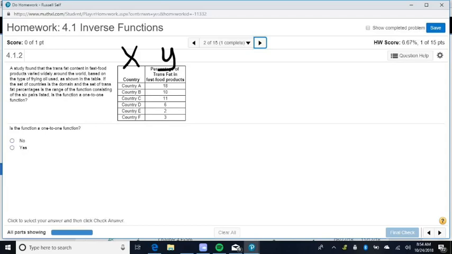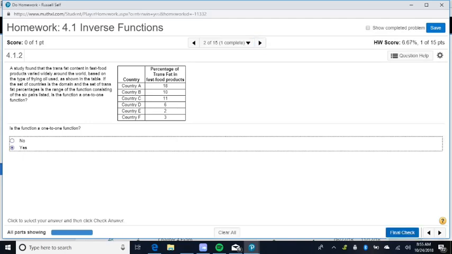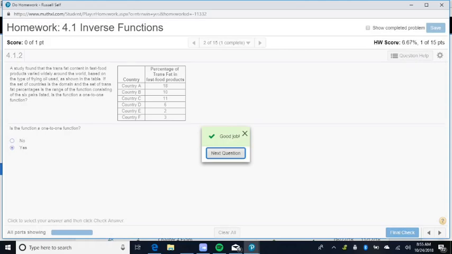Okay? So now, we need to check over here. 18, 10, 11, 6, 2, 3. Was there any repetition on this side? No. Therefore, it is, first of all, it is a function, which is very important, and it is one-to-one. So, let's make sure. There we go. So it's very simple.